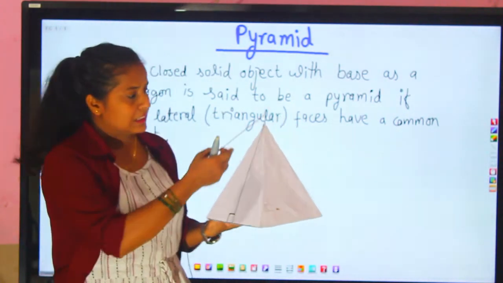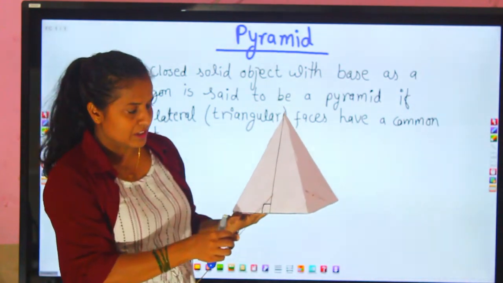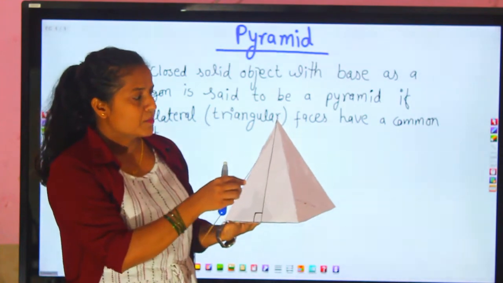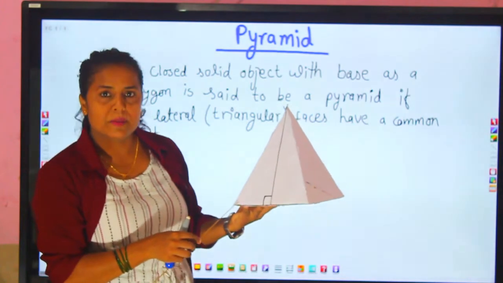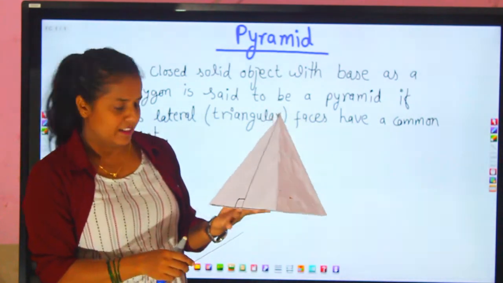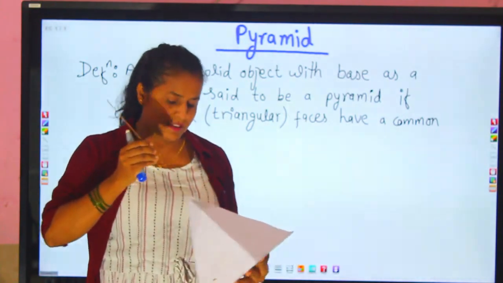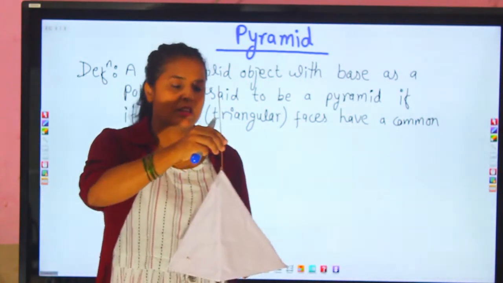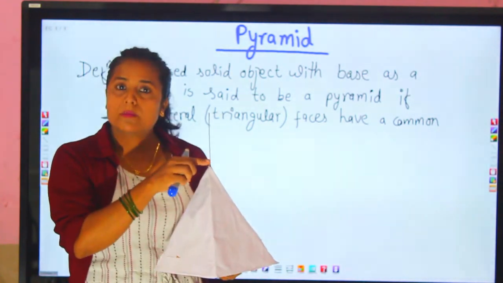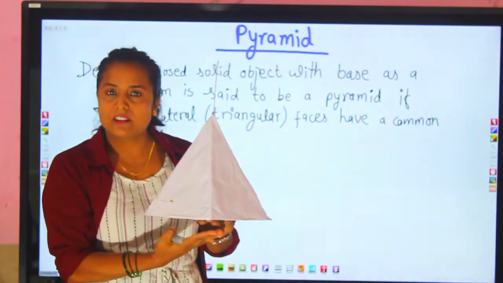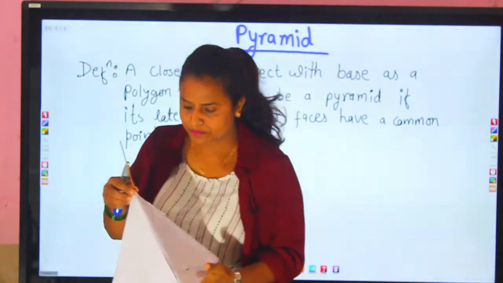Here in this triangle we can see the length of the perpendicular drawn from the vertex to the side of the base. It is called the slant height. And another thing, what is the height of the pyramid? The length of the perpendicular drawn from the vertex to the base of the pyramid is called the actual height of the pyramid.